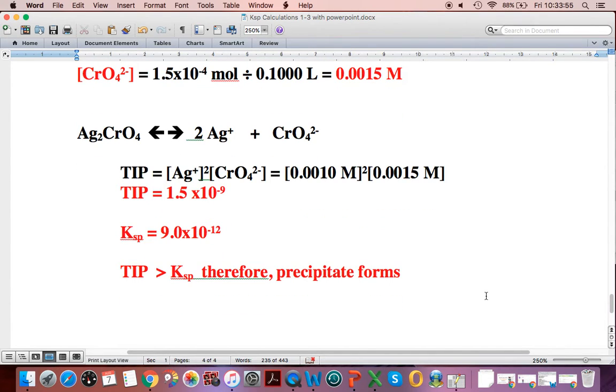If you follow the recipe, these questions are fairly straightforward. They're fairly obvious questions because usually it says, will you get a precipitate?